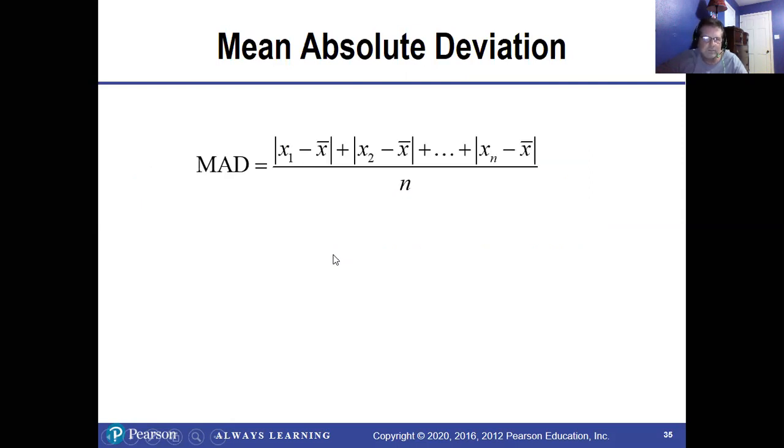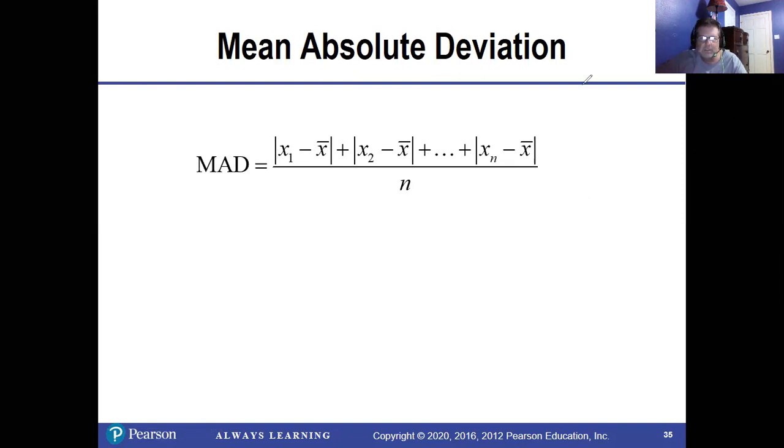So here's how the formula works. You're going to take the first value, and subtract the average. So what you first have to do is find the average of all the numbers. Then you take the first number minus the average and take the absolute value of it, making it positive. Take the second number minus the average, absolute value, and keep doing that until you're done.